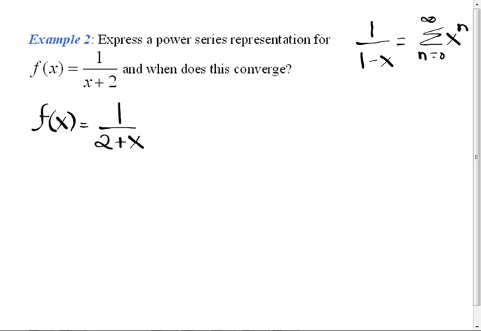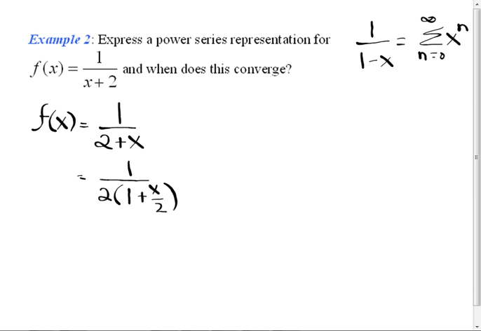I didn't do anything fancy. And I want the first constant to be 1. How am I going to do that? Factor out, can't divide because it's not an equation. Factor out 2. So it's an algebraic trick. So this is 1 over 2 times 1 plus what? Not x anymore. x over 2. Is that okay? I got to get it to look like 1 over 1 minus x, math.